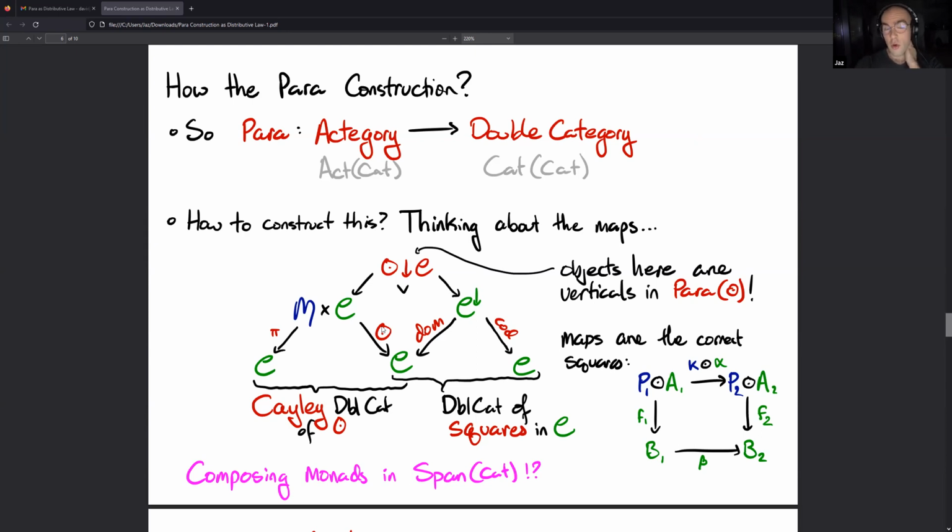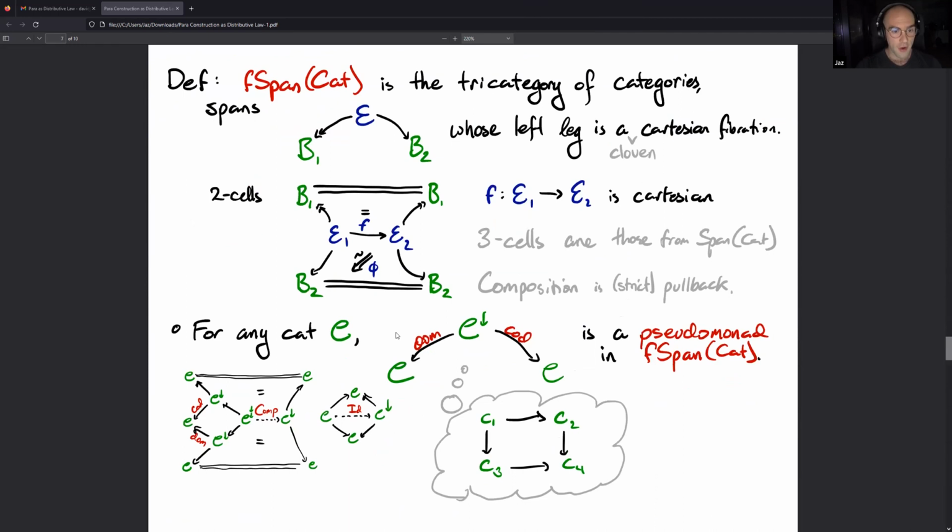So what it looks like we're doing is composing two monads in this tri-category, two pseudo-monads. So we should look for a distributive law, because that's how you compose monads. That's why we're going to look for a distributive law here. First, I have to tell you what the tri-category is. It's a special tri-category here called F span of cat, and F stands for fibration.